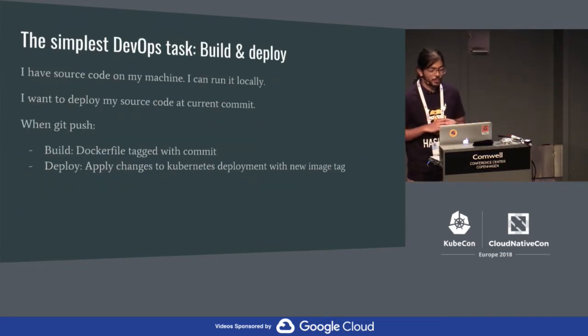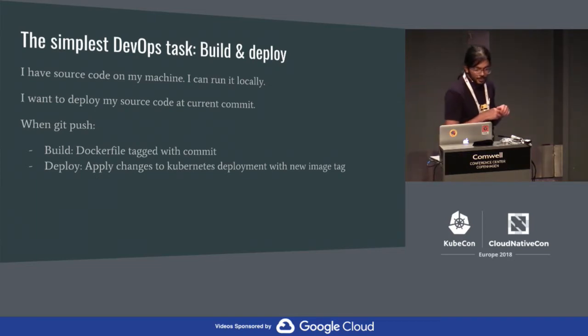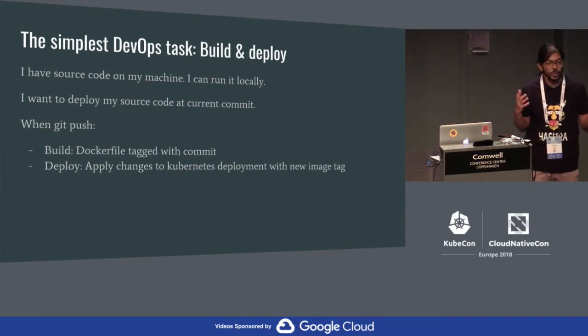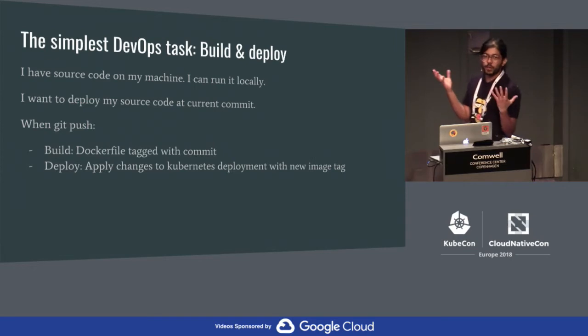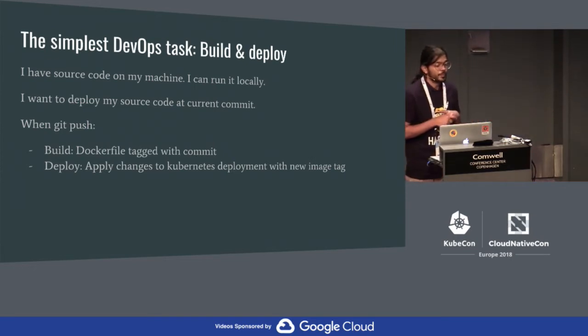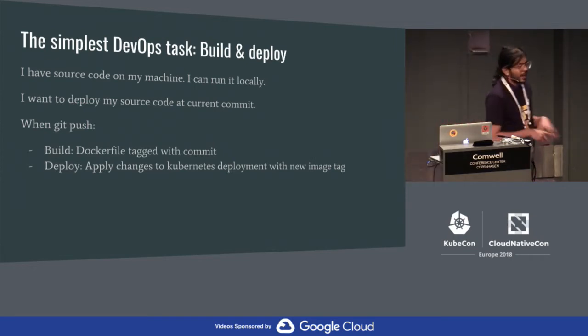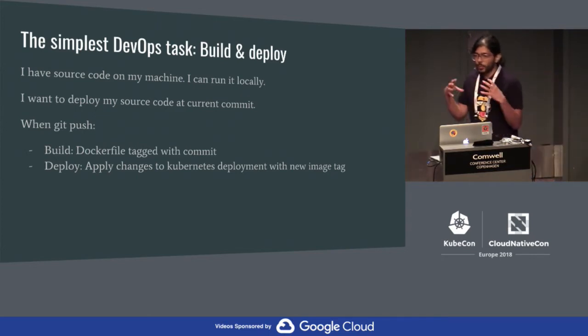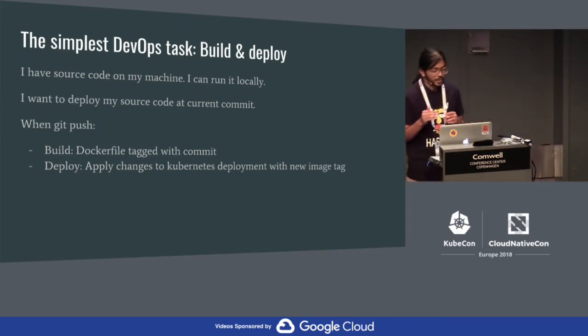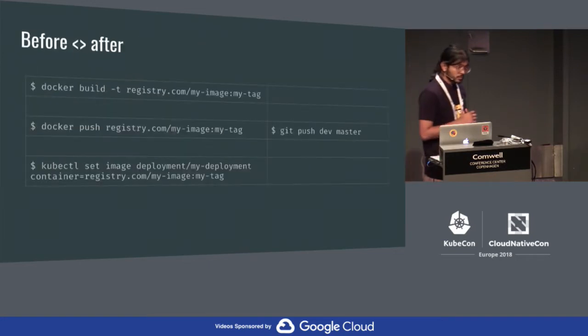So let's dive in with a supremely simple example, which is the most basic DevOps task that a dev would want to do, which is build and deploy. So I have source code on my machine, I can test it locally, and then wherever my source code at the current commit is, I just want this to be deployed. This is a fairly straightforward thing to do.